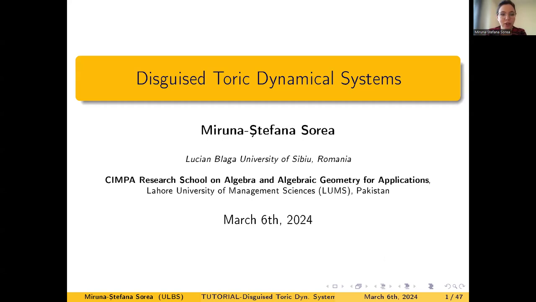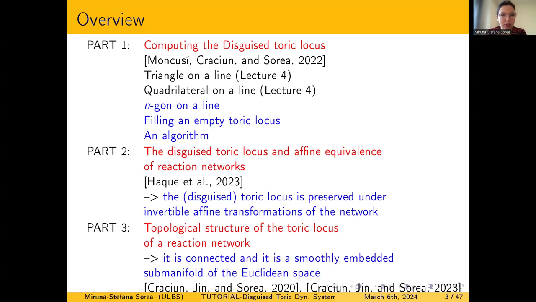So, what is the goal? It is to compute the disguised toric locus, so that's the whole goal, at least what I plan. If there's more time, we can add some other things. We will see again the triangle on a line, the details that were missed last time, then the quadrilateral on a line, and generalize this systematically to the n-gon on a line. And then the last example, the non-weakly reversible reaction that had four arrows starting from the corners of a rectangle, and generalize that.